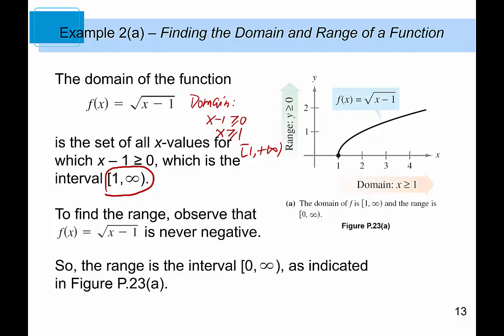After you graph the function, you see something like this. As you can see, the graph goes upwards and keeps going upwards forever. That means everything on the y-axis works, starting with 0. So 0 to positive infinity is going to be the range, as indicated in our graph.